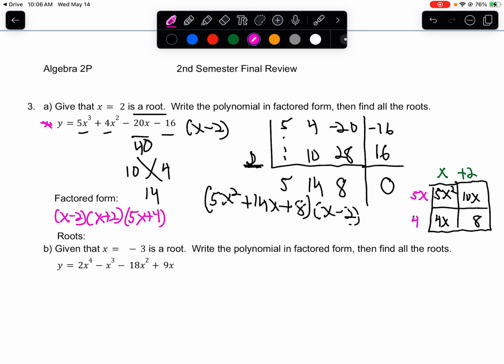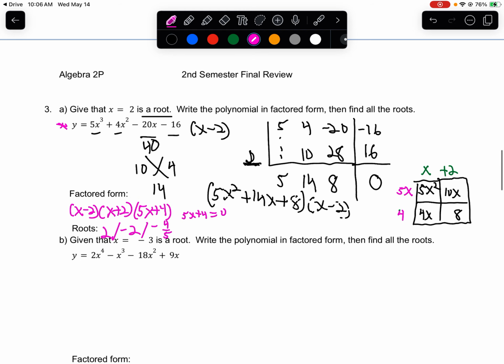All right, and the roots are going to be 2, negative 2. And the last one, you have to set 5x plus 4 equal to 0, so that's going to be negative 4/5. And there you go. It's a lot easier to do the synthetic division.